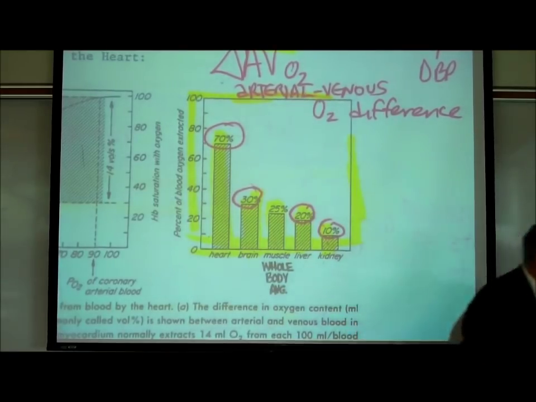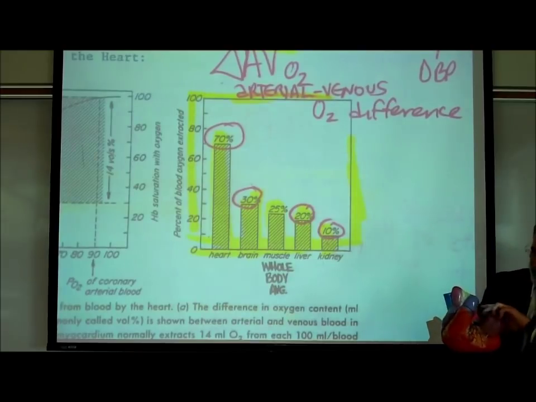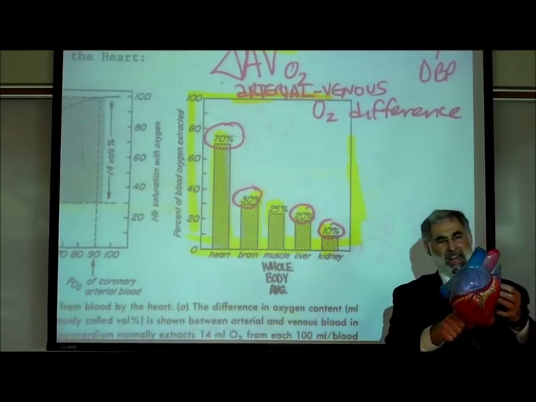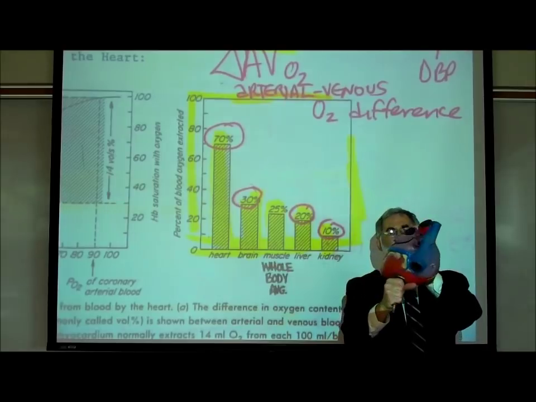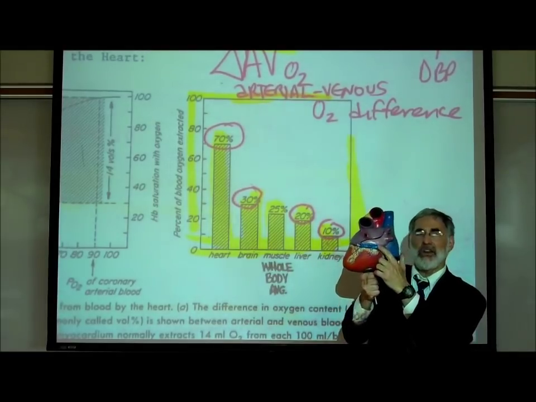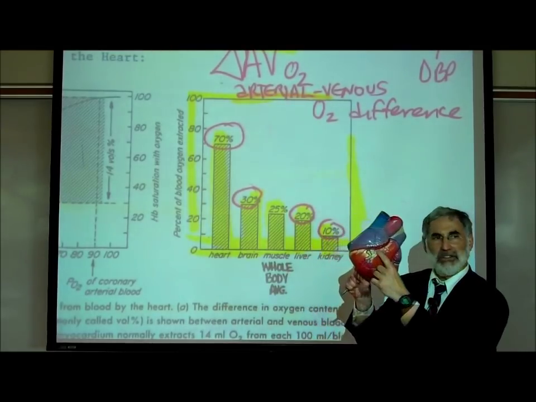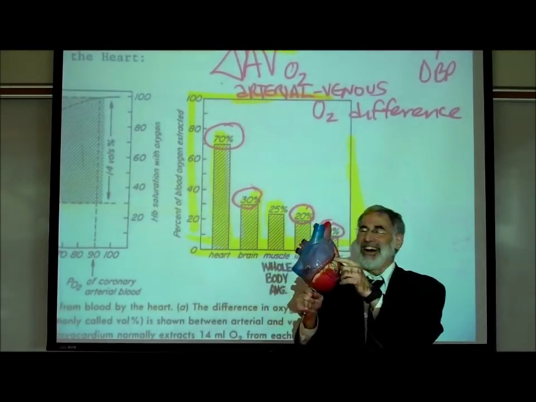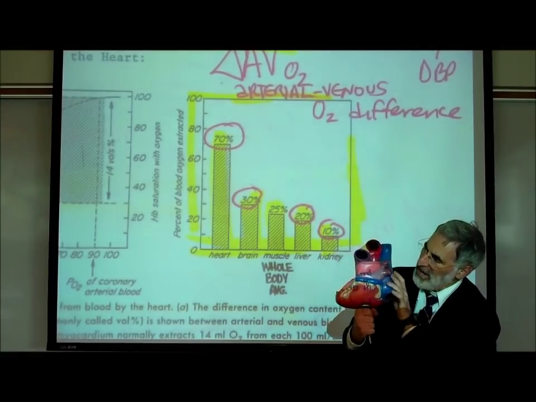Now let's do this for the heart. All right, let me put my heart back together again. Now we've got a coronary artery right here. And on the back side, we've got this huge coronary vein called the coronary sinus. So let's just compare the oxygen content in the coronary artery. Now I have a broken heart. All right, let's compare the oxygen content in the coronary artery with the coronary sinus.